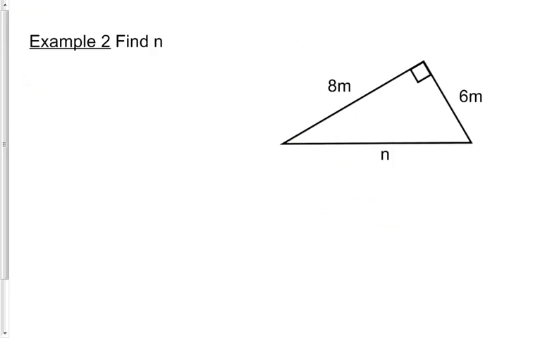Our second example here, find n. Now looking at our triangle, n is now this side here on the bottom. So we start by sketching our triangle, labeling the information that we have. We know where the right angle is, it's up here at the top. We've got 8 meters on the left here and 6 meters on the right.